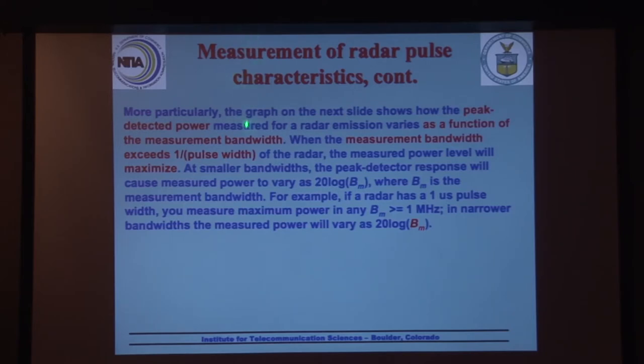Now, the measurement of the pulse width. What we take advantage of here is the fact that as we increase the bandwidth that we're using to measure a pulse signal with a peak detector, the power that we measure will go up as 20 log of our bandwidth until our bandwidth is greater than or equal to 1 over the pulse width. And once our bandwidth is greater than or equal to 1 over the pulse width, then the power that we measure in the pulse emission doesn't go up anymore at all.